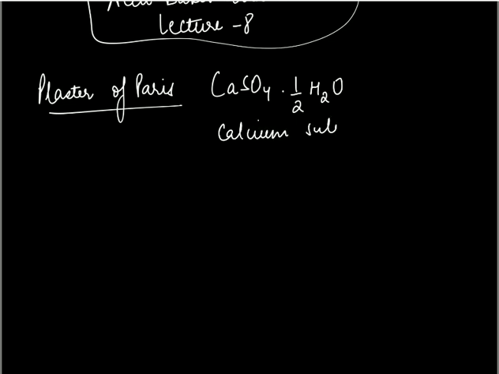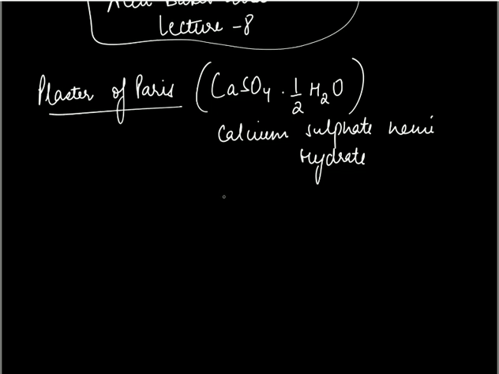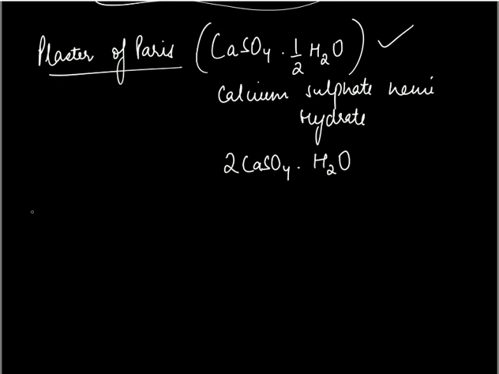Now, this half molecule never exists. It's something that we write on pen and paper theoretically. The actual molecule is 2 units of calcium sulfate loosely bonded to one water molecule. This is the actual formula of POP, but we simplify it to this. That is okay.